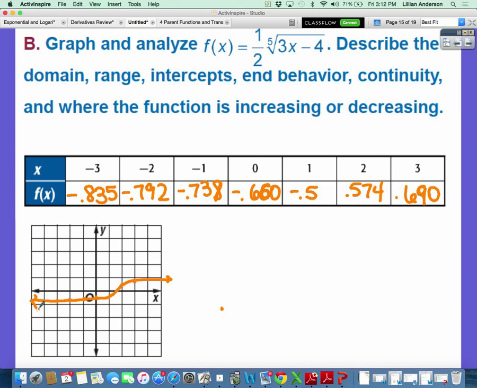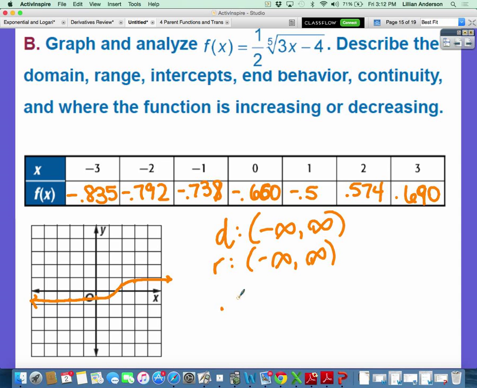Okay, so when n is odd, the domain is going to be from negative infinity to infinity. Your range is also going to be negative infinity to infinity because it's going to continue to increase, past 1 and past -1. And it's going to intercept, in this particular case, somewhere between 1 and 2.